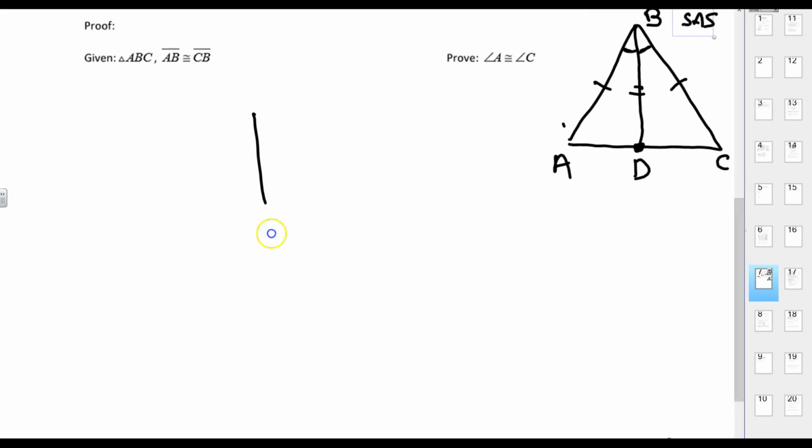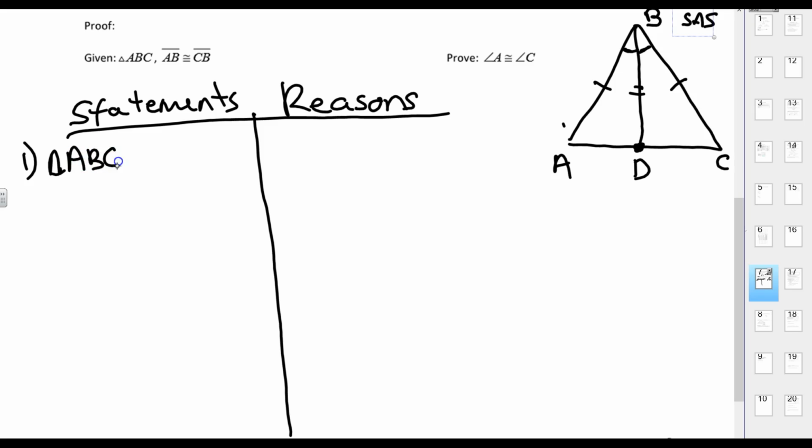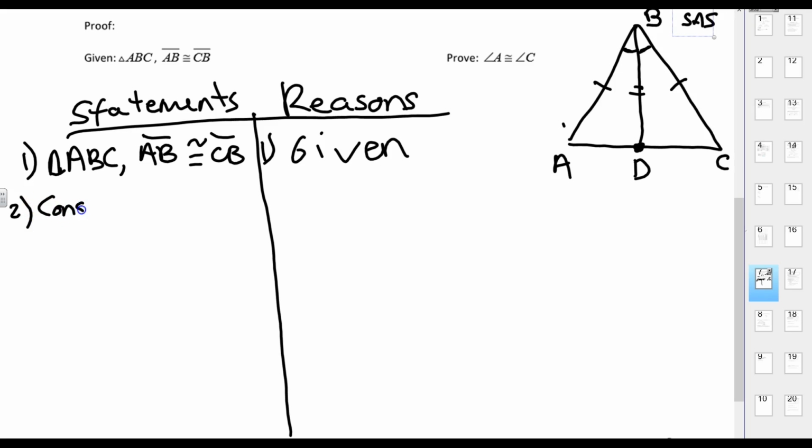But let's talk about how we'll actually show this in our proof. So go ahead and set up your T-chart. We have statements and reasons. And we have our givens. Given triangle ABC, where AB is congruent to CB. That's my given. And then let's talk about what we added to the diagram. We actually did a construction. I mean, not with a compass, but we constructed segment BD to be the angle bisector of angle B.